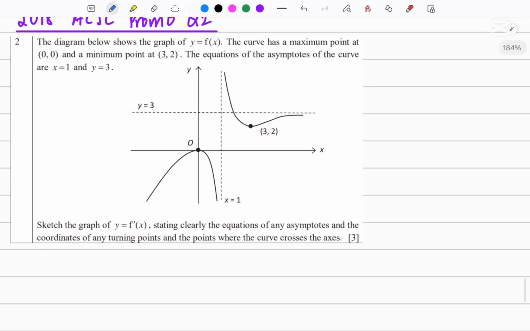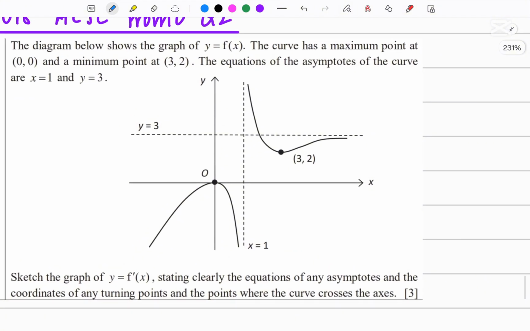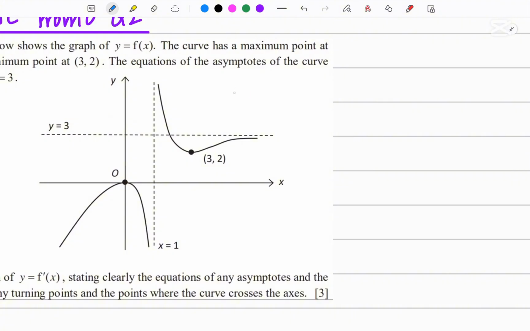So the important thing is that when you see horizontal asymptotes, for example, y equals 3, when we do an f prime x, it is the same as us differentiating this asymptote per se. So it will be a dy dx. So if you do dy dx of 3, you actually get 0. Okay, so that is why, number 1, this horizontal asymptote will be converted to another horizontal asymptote of y equals 0.